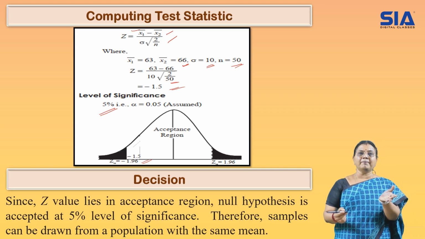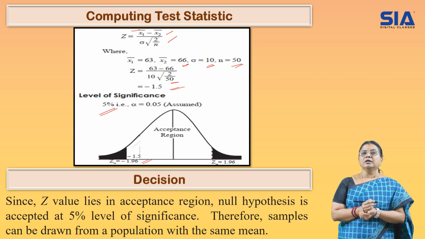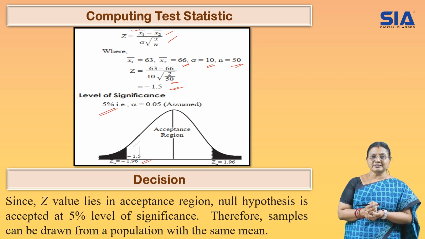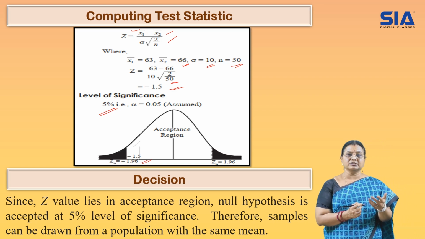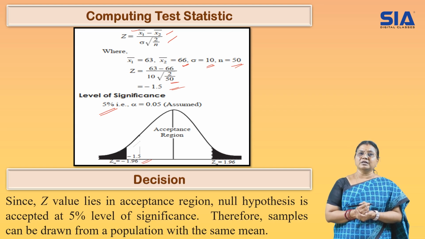So what we framed as the null hypothesis, that is the same mean, is accepted because the calculated value is less than the table value. So this is about the calculation, how we are going to do the Z test.